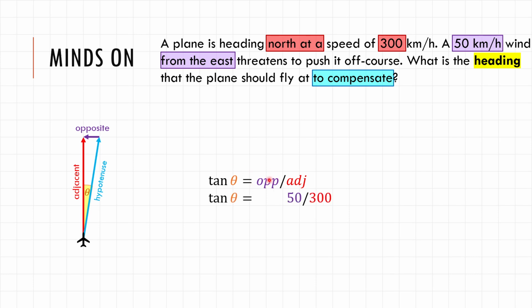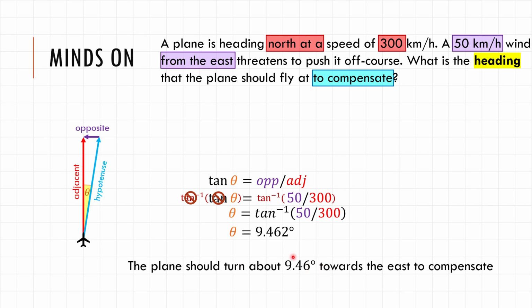Well, hopefully you realize that if the opposite is 50 and the adjacent side is 300, all we need to do is isolate theta. And the way we do that is we use the inverse operation for tan, which is just called tan inverse. Inverse operations always cancel each other out, but whatever we do to one side, we do have to do to the other side. And so the value of theta will be found by putting all of this into our calculator. And that tells us that it's about 9.462 degrees. And so the plane should turn about 9.46 degrees towards the east in order to compensate for the wind coming from the east to push it back on course.